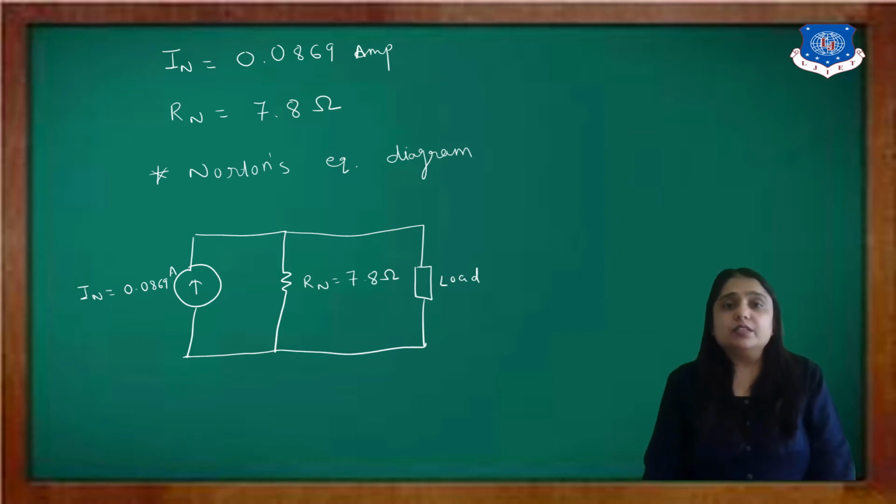Now here, instead of a dependent source, we have an independent source. If we have a dependent source, then we have to find RN using one equation, that is VTH divided by IN. Alright, you can solve many examples based on Thevenin's as well as Norton's theorem, and you can verify your answers. You will get the same answer if you solve your network using Thevenin's theorem or using Norton's theorem.